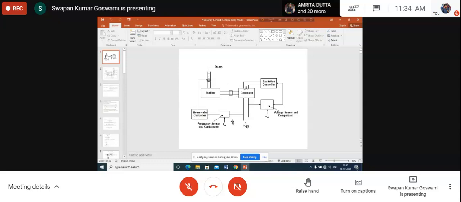And how is the voltage controlled? By controlling the field current. How will the field current be controlled? Again, the terminal voltage will be measured here. This terminal voltage will be compared with the reference value. What is the reference value? The reference value is the declared terminal voltage of the machine. At what value shall we maintain the voltage? That will be the declared value, and that is the reference value.